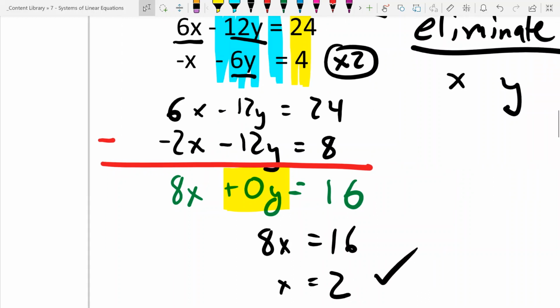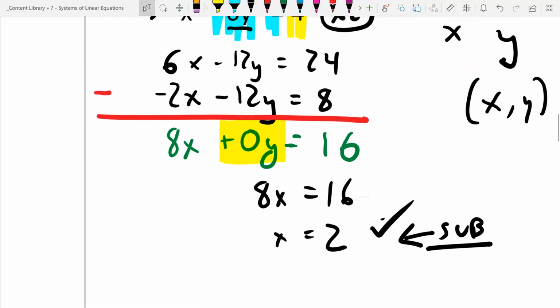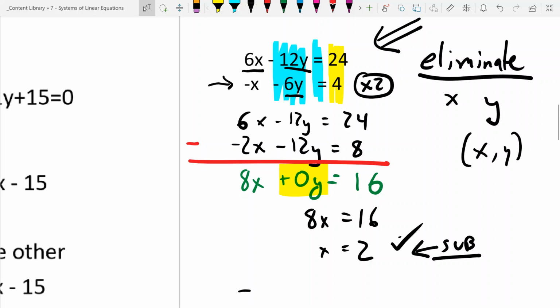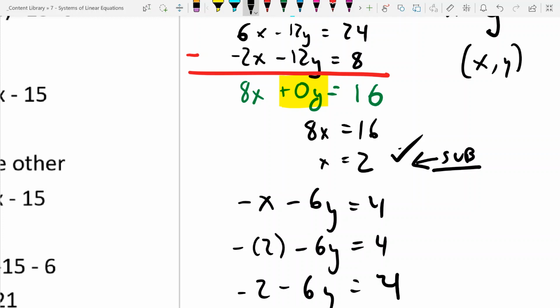And remember, we're trying to find xy, like the solution. So now we're just going to substitute this final value back into one of the equations. I'm going to pick the second one because it looks easier. So we have negative x minus 6y equals 4. So that's going to be negative 2 minus 6y equals 4.